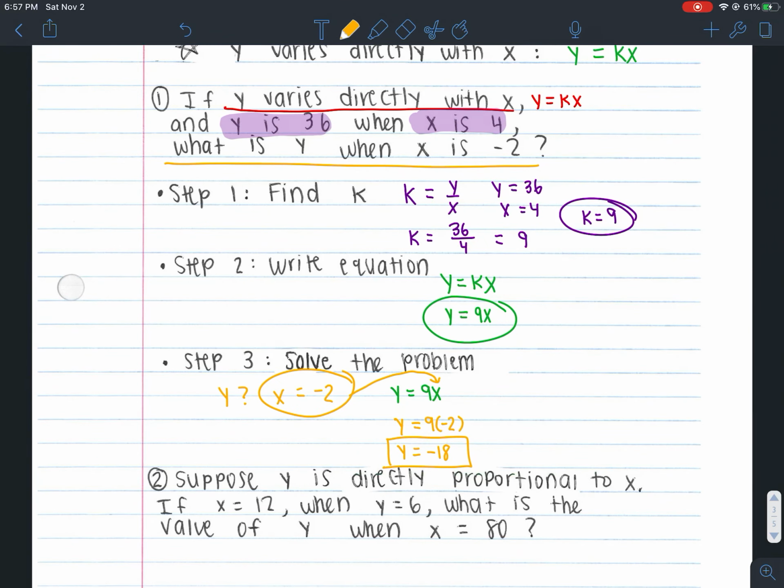It gave us all that information, but we had to get that information and slowly get it to our answer. So the first thing I notice is it says varies directly. So that means, okay, y equals kx. I know that. Then it says y is 36 when x is 4.